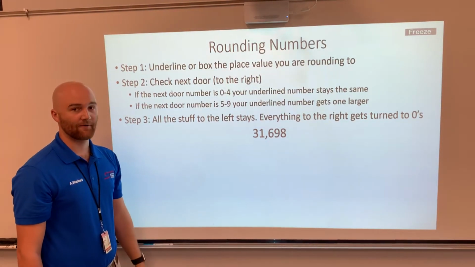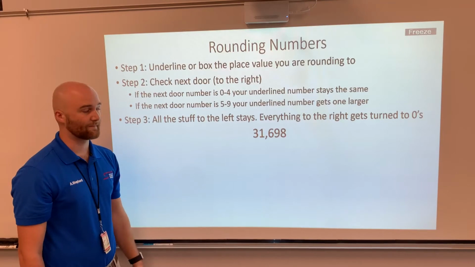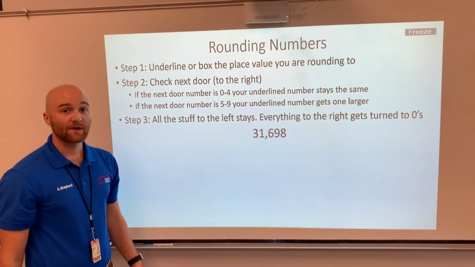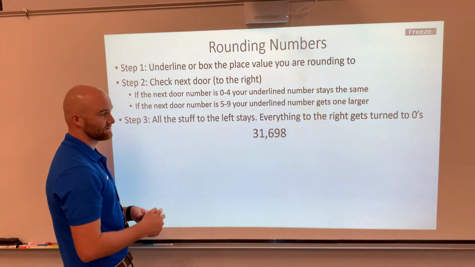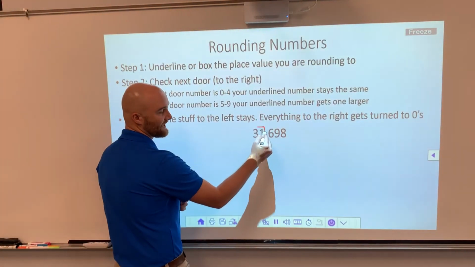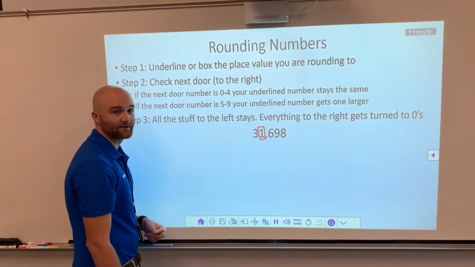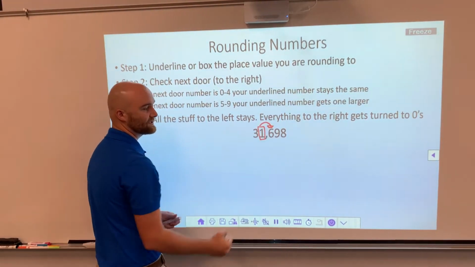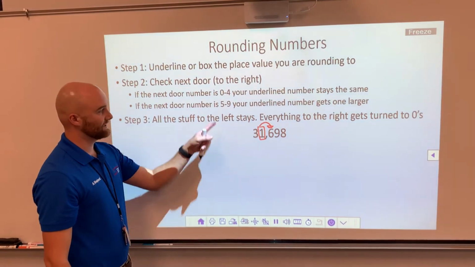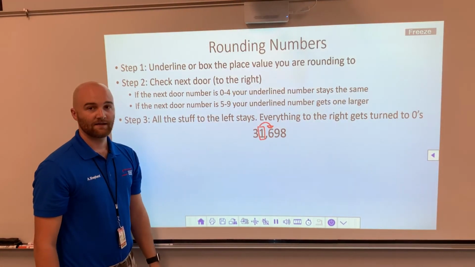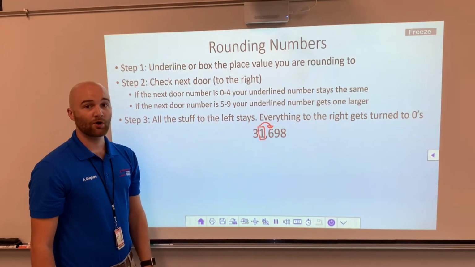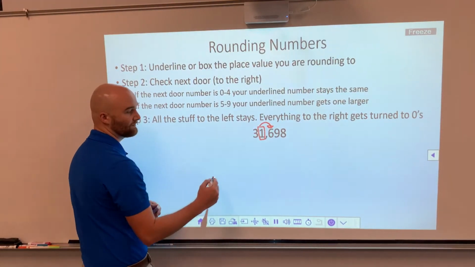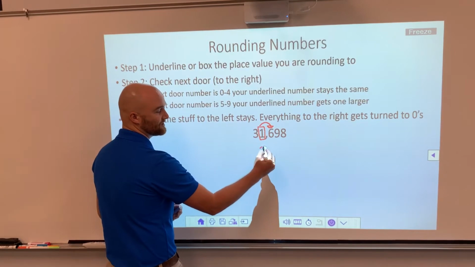See if you figured it out. I'll give you a second to do it. Okay, so I asked you to round this to the thousands place. This 1 is in the thousands place, so I put a box around it. Then I look next door. Next door I see a 6. The 6 is between 5 and 9, that means 5 or more, I'm going to raise the score. The number in the box is going to get 1 bigger. So this 1 is going to turn into a 2.